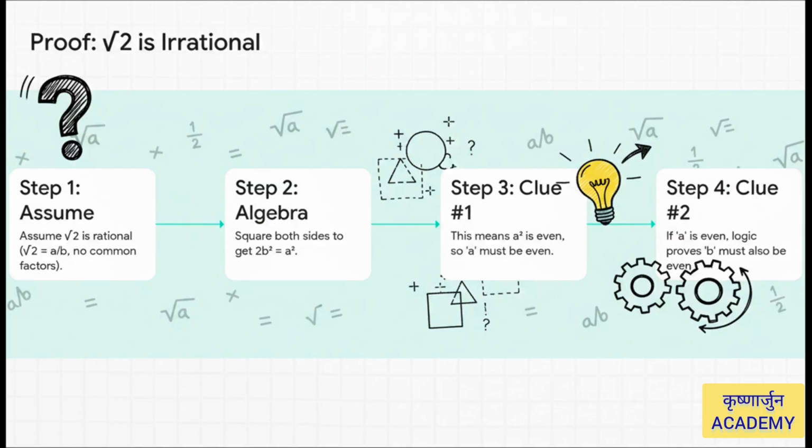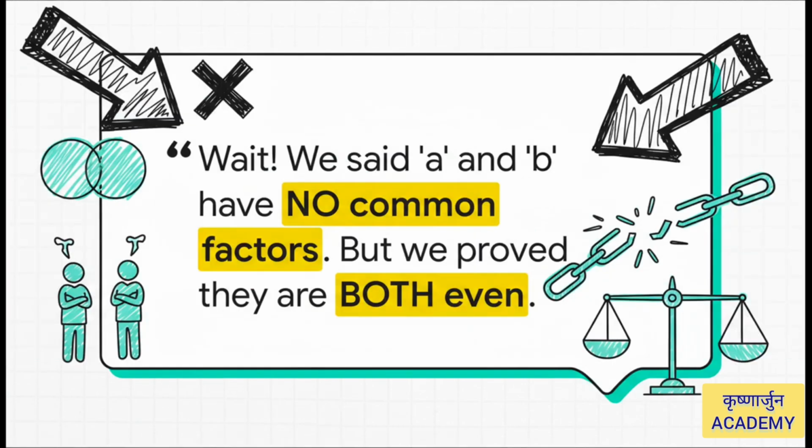Now, here's our first big clue. This tells us a squared is an even number. And if a number's square is even, the number itself has to be even. So a is even. From there, we can use the same logic to show that b must also be even. And boom, this is the aha moment. The whole case just broke wide open.